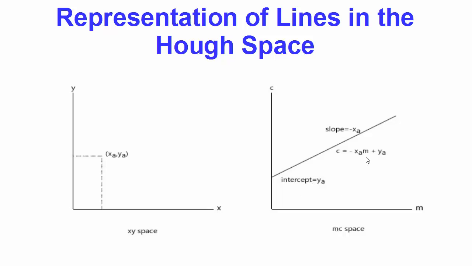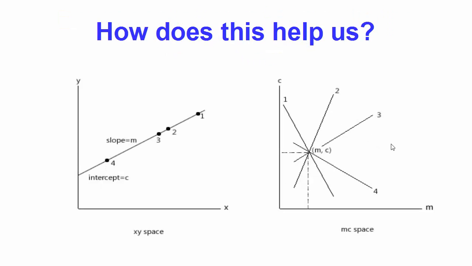Earlier m was the slope and c was the intercept, but when you transform this point into MC space, then minus x becomes the slope and y becomes the intercept. So how are these concepts going to help us? The Hough transform is all about what we have learned: converting points in the xy space to lines in the MC space, or the Hough space.